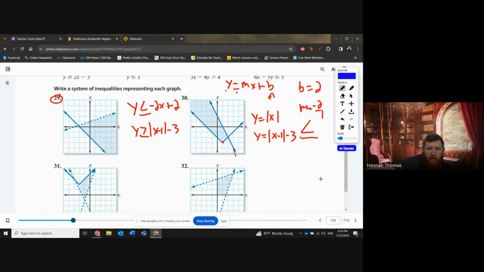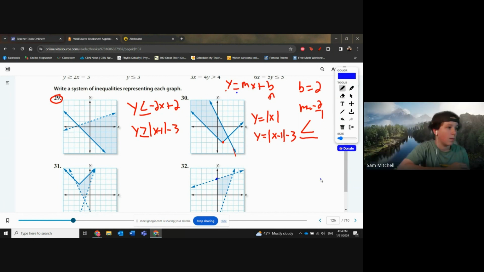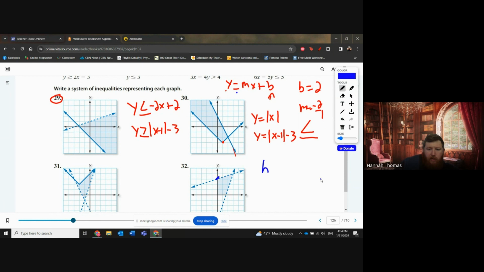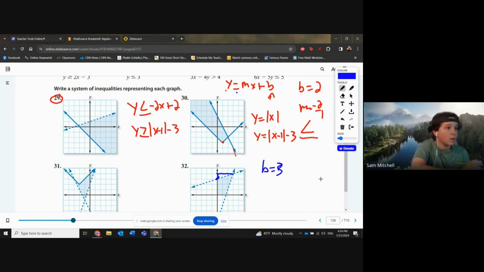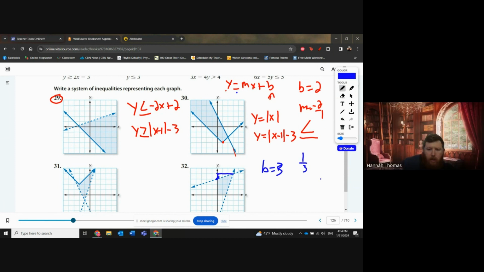All right, let's look at the first line here that I can easily see. What's the y-intercept? The y-intercept is 3, so b equals 3. And then what's the slope? Up 1 over 3. So your slope is 1 over 3. So what would be the equation of the line there?